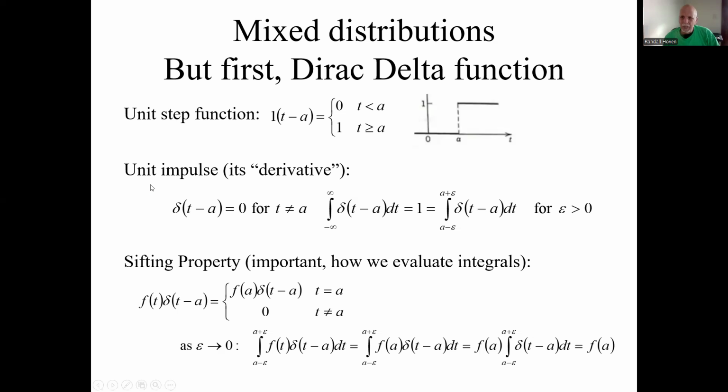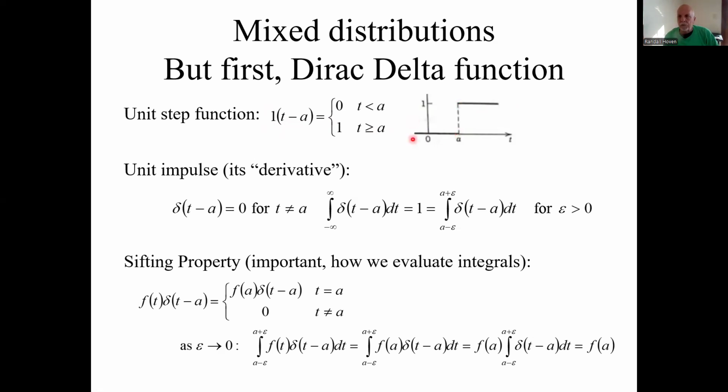Intuitively, we can think of it as a derivative of the unit step. What's a unit step? I use this notation, with an argument of t minus a. It just means the unit step is 0 for arguments less than a and 1 for arguments greater than a. Okay, so what would its derivative look like?